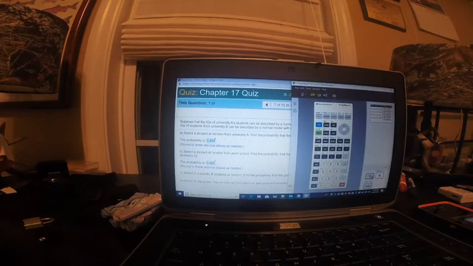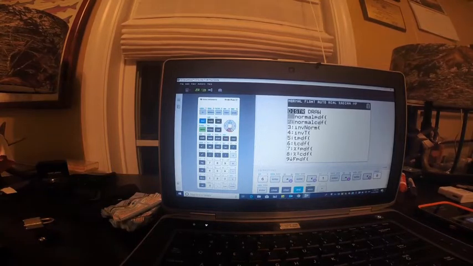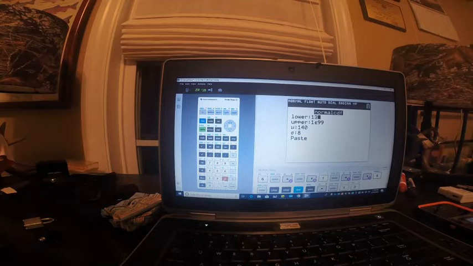I'm gonna come over here, make it a little larger. I'm gonna go second distribution, normal CDF. Okay. 130 is my lower bound. My upper bound is infinity, so I'm going to use 1E99. My mean is 140. My standard deviation is 8. I believe that's correct. I'm going to double check it.